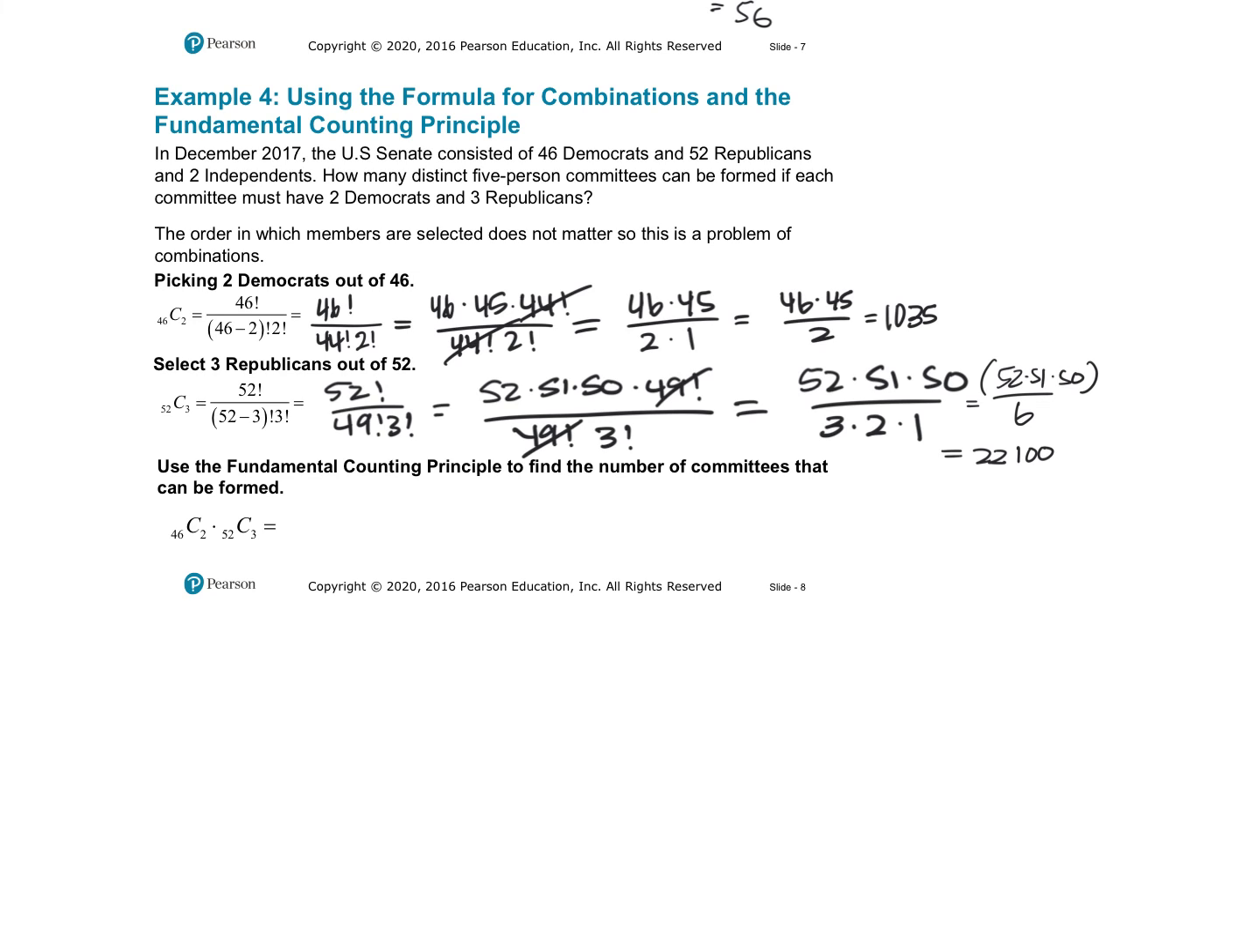All right, then you're going to multiply those numbers together. That would be how many possible combinations of the committee together. So you would do 1,035 times 22,100. Putting that in your calculator, you're going to get 22,873,500 different ways that committee could be formed.